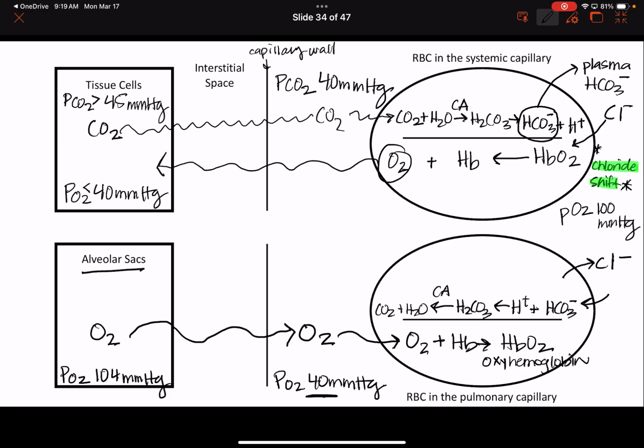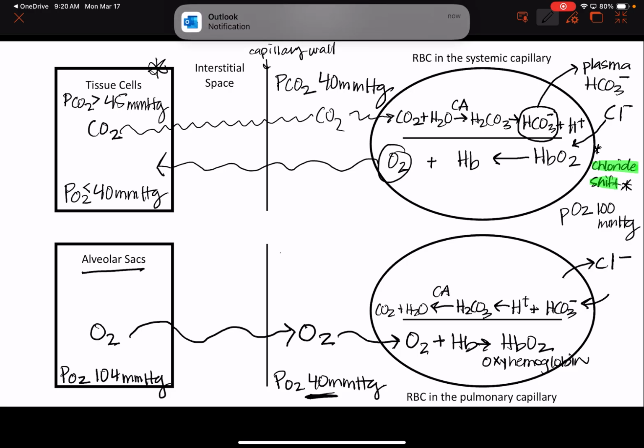Okay? And so we just exchanged gases over here at the tissue cells. Okay, we moved the carbon dioxide into the blood. We moved the oxygen into the tissues. So if our PO2 is 40 over here in deoxygenated blood, because we just exchanged these gases here, what is the PCO2 over here in deoxygenated blood? 45 millimeters of mercury. And what is the PCO2 inside of our alveolar sacs? 40.